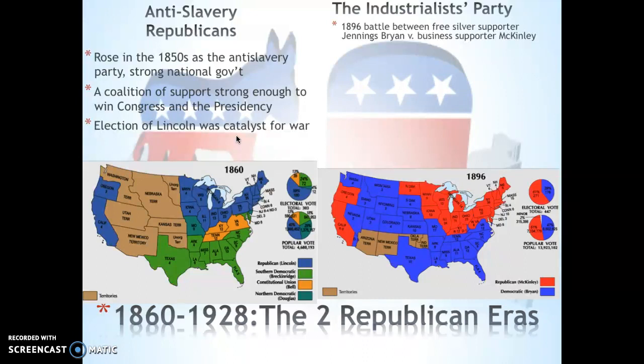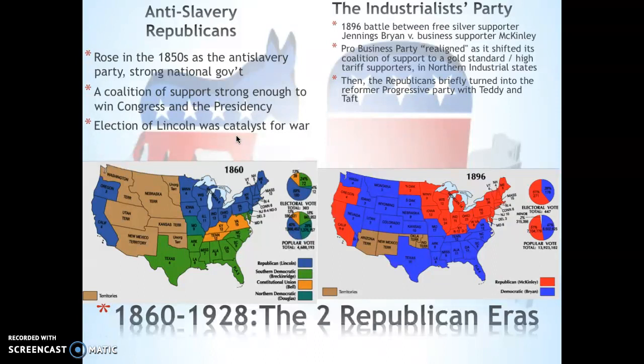With slavery no longer a major issue for the Republicans because of the ratification of the 13th Amendment, Republicans start to define themselves more as the industrialist party. So in 1896, there is the election of McKinley. McKinley's platform was pro-business. Their coalition of support were those in northern industrial states who supported things like gold standard-backed money and high tariffs to protect their industries from foreign competition.